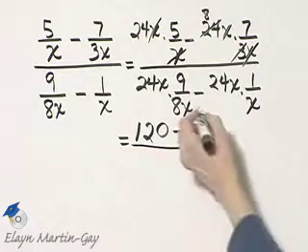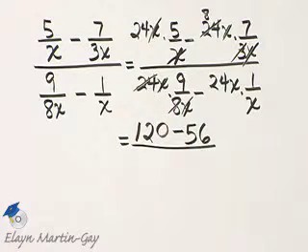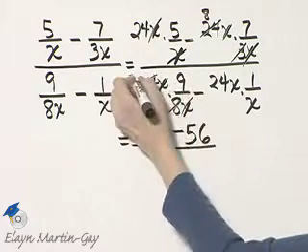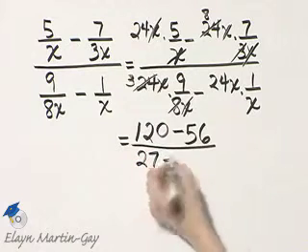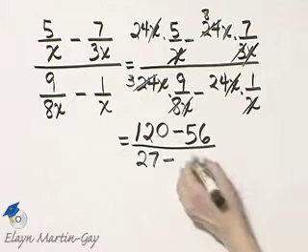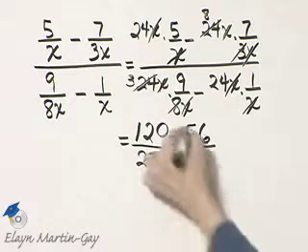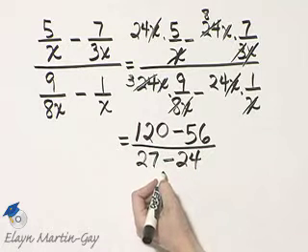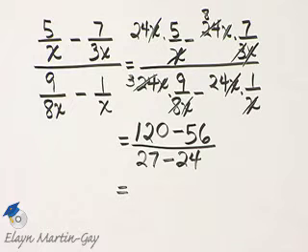All over, notice the x's divide out. 8 divides into 24 how many times? 3 times, and I have 3 times 9, which is 27, minus, and then notice the x's divide out, and 24 times 1 is 24. Now, notice how much more simplified this expression is. Let's go ahead and simplify further.